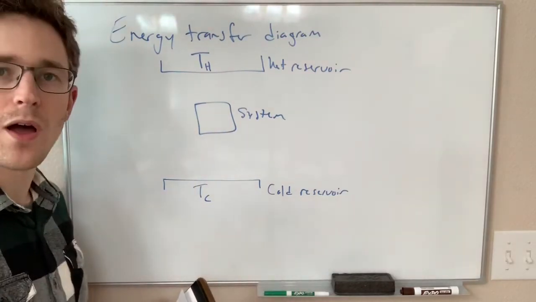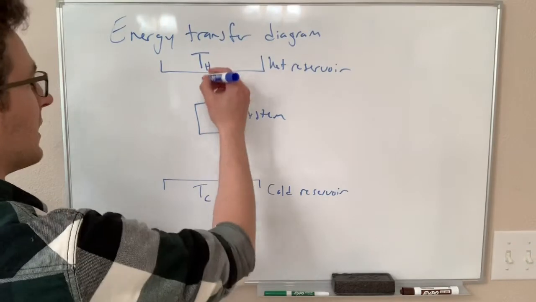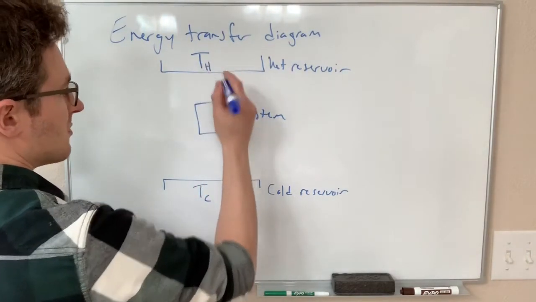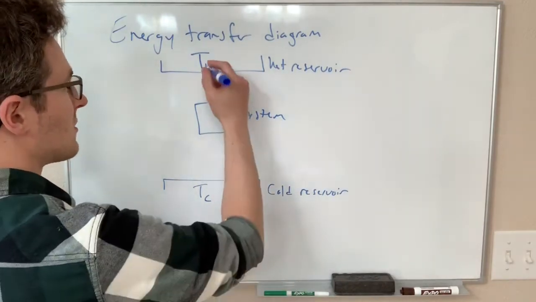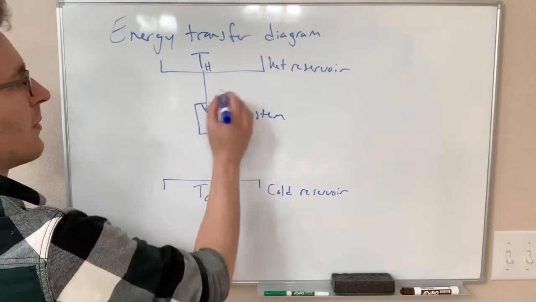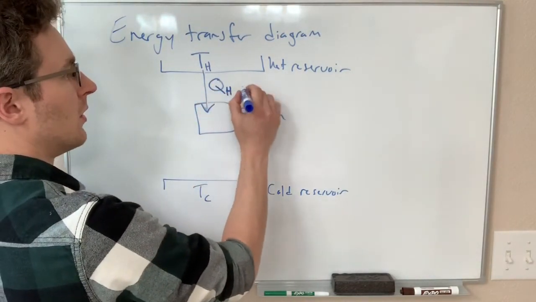So we can now draw transfers of energy as arrows on this diagram. So we can have heat flowing from the hot reservoir to the system. So maybe we put our object in this oven or whatever the hot reservoir is. And this amount of heat that flows from the hot reservoir we can call QH.